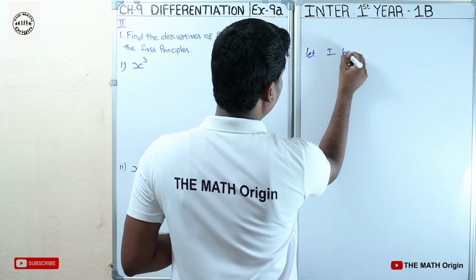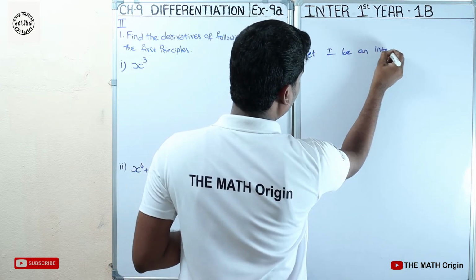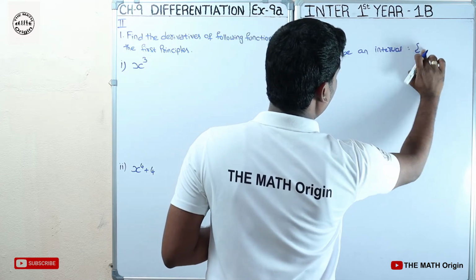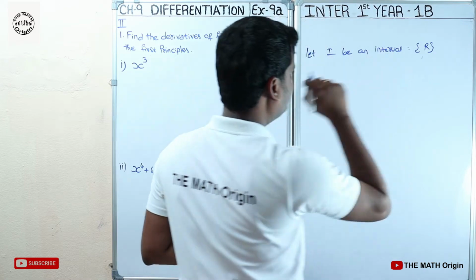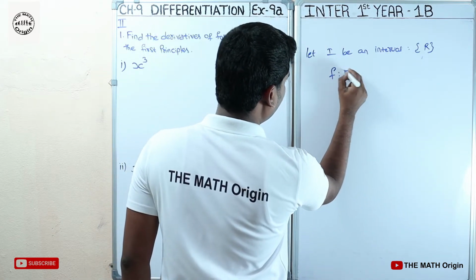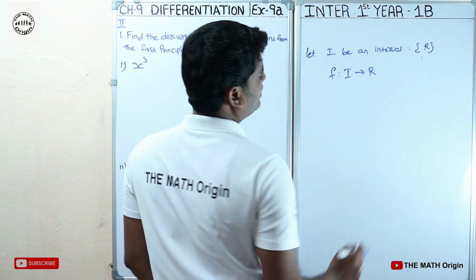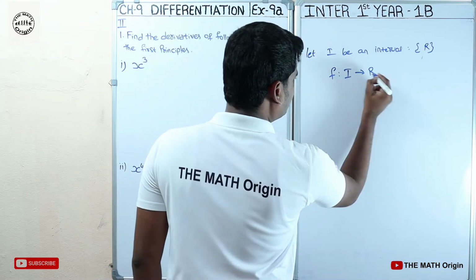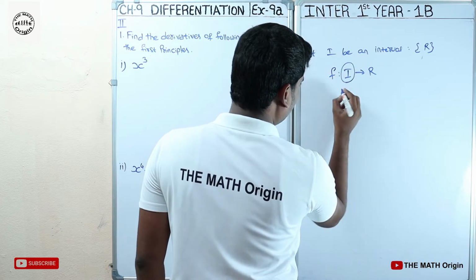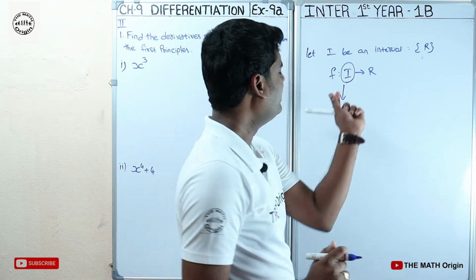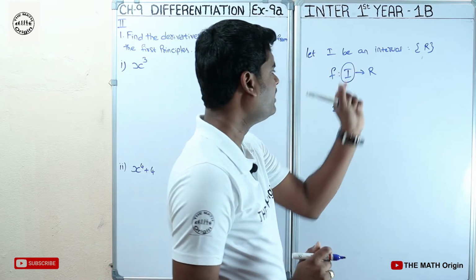Let I be an interval. It means any values from, say, R, all real numbers, such that the function f maps I to R. Functions map I to R, and inside this I we have a value x. The value x lies within the interval I.